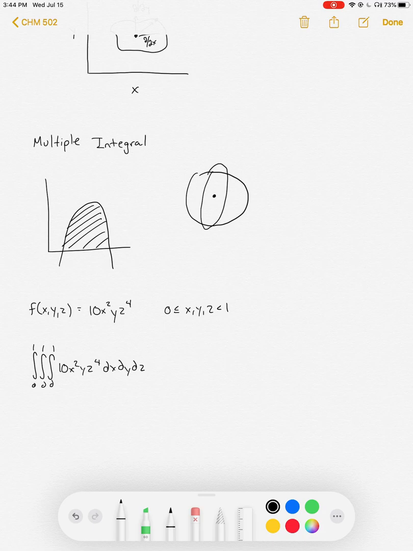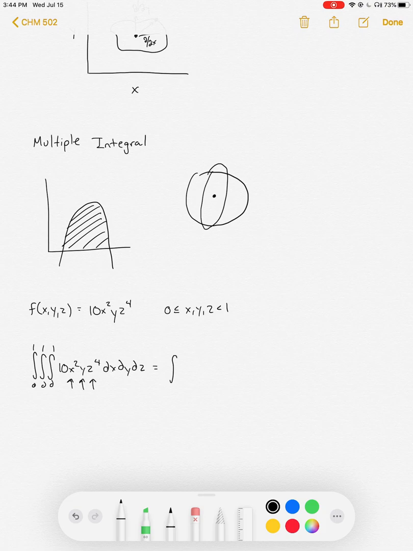And for clarity, we can rewrite this. Each one of these integrals has to do with a different variable. For our purposes in physical chemistry, all of the functions we're going to be taking multiple integrals of can be completely separated. Here we have a function that's dependent on x, one that's dependent on y, one that's dependent on z, and they're not interrelated in any way. That's going to be our assumption, and we'll see that throughout the semester.